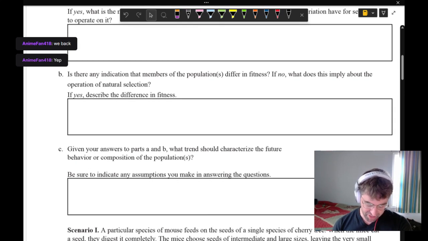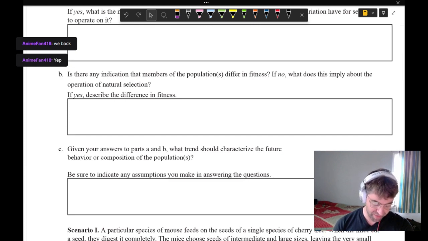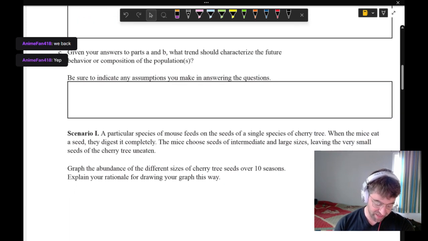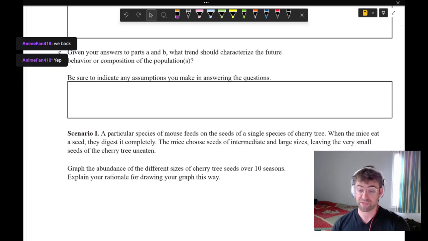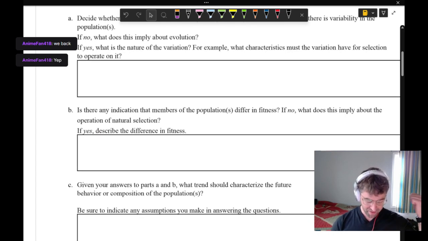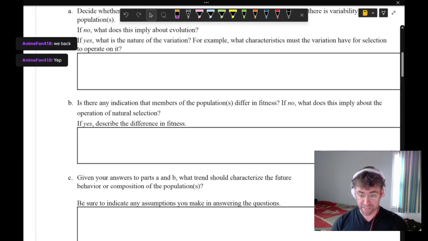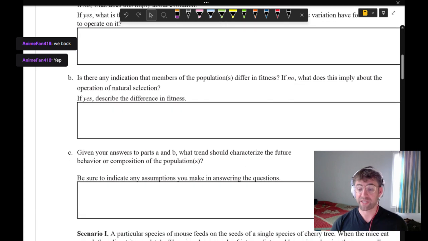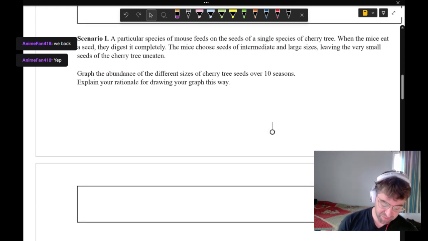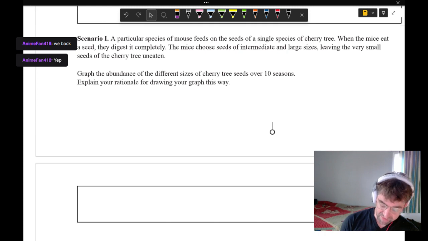B, is there any indication that members of the populations differ in fitness? And if no, what does this imply about the operation of natural selection? If yes, describe the difference in fitness. And C, given the answers for part A and B, what trend should characterize the future behavior or composition of the populations? So again, is natural selection occurring? Is there a difference in fitness? And what trends will we see in future generations?